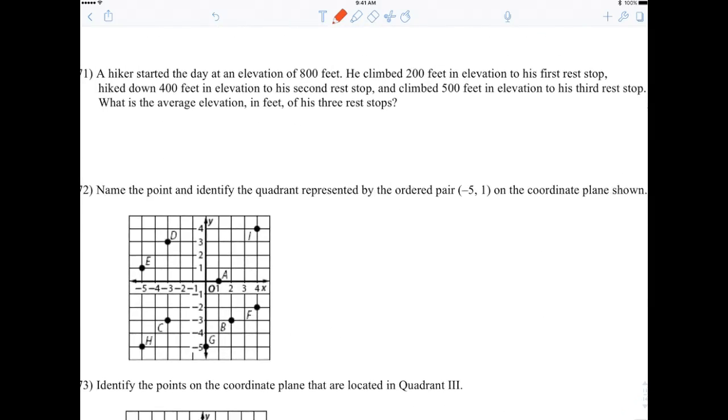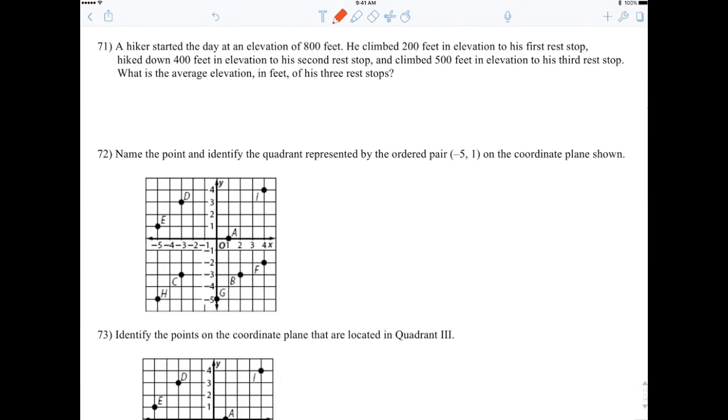Stay with me. 71. It says, a hiker started the day at an elevation of 800 feet, which I want you to write down as a positive 800. He climbed 200. So that means I'm going to do plus 200. And then he hiked down 400. So that would be minus 400. And then he climbed 500 feet. So what would I do there? Plus 500. Right?